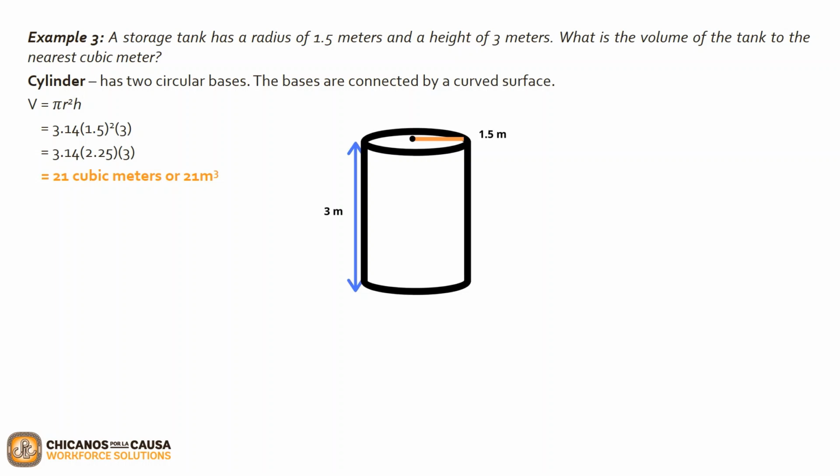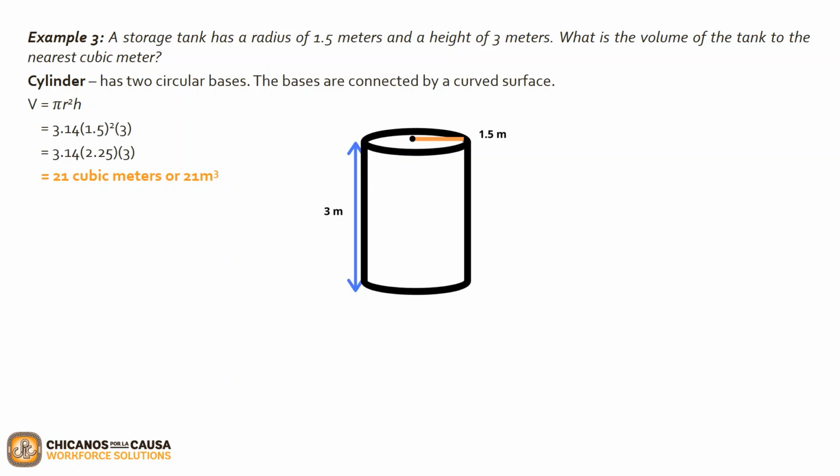So the cylinder has 2 circular bases, and the bases are connected by a curved surface. The formula to find the volume of a cylinder is pi times radius squared times the height. So let's go ahead and replace our values. Let's replace the variables with the values that are being given.